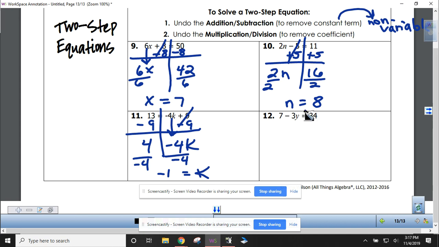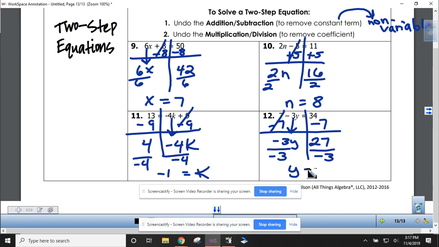Number 12, I have this +7 I need to move over, so I'm going to do the opposite and subtract it to get rid of it. I bring this down, -3y. 34 minus 7, 27. I need to divide each side by my coefficient, -3. Y equals -9.